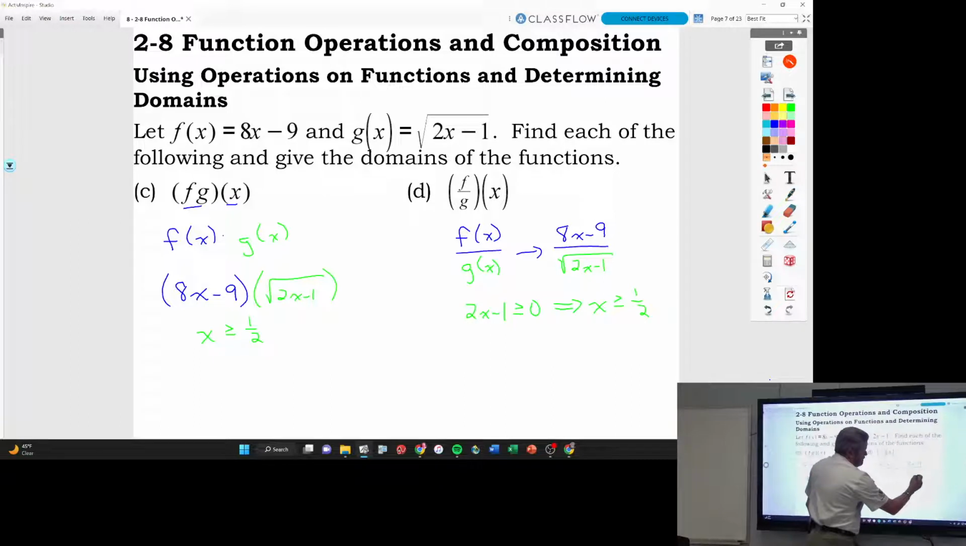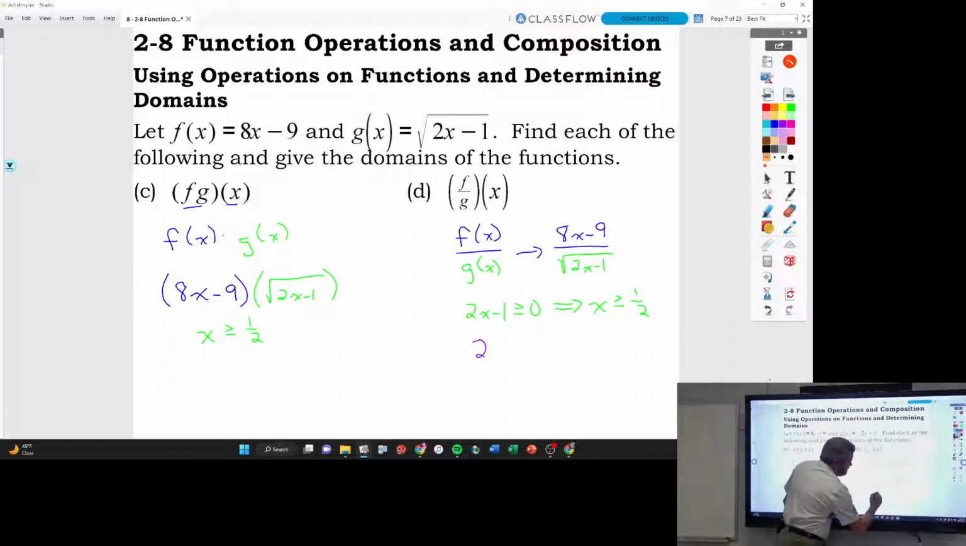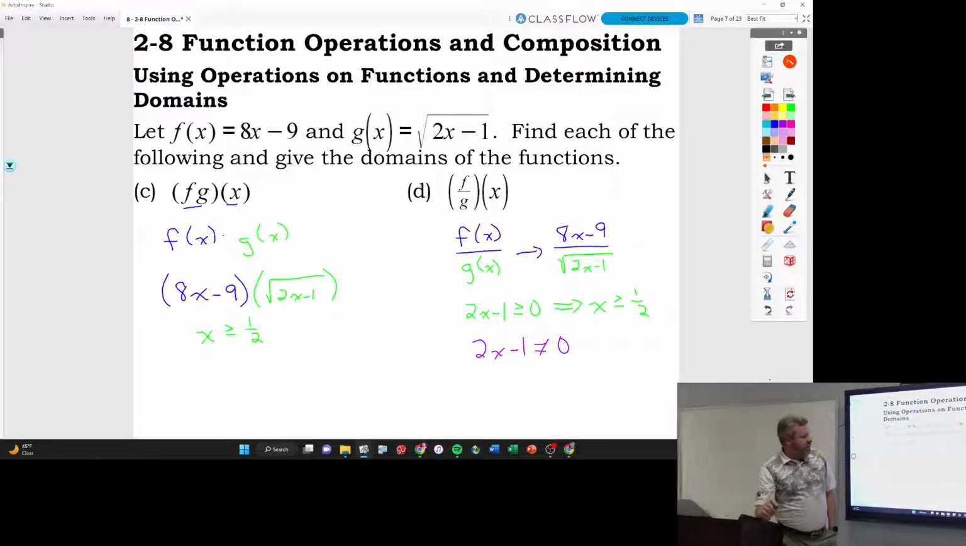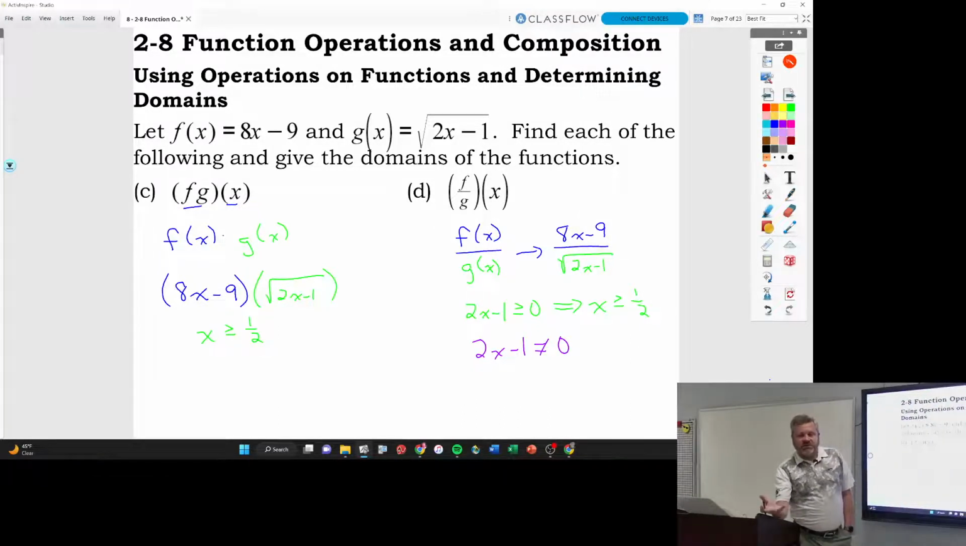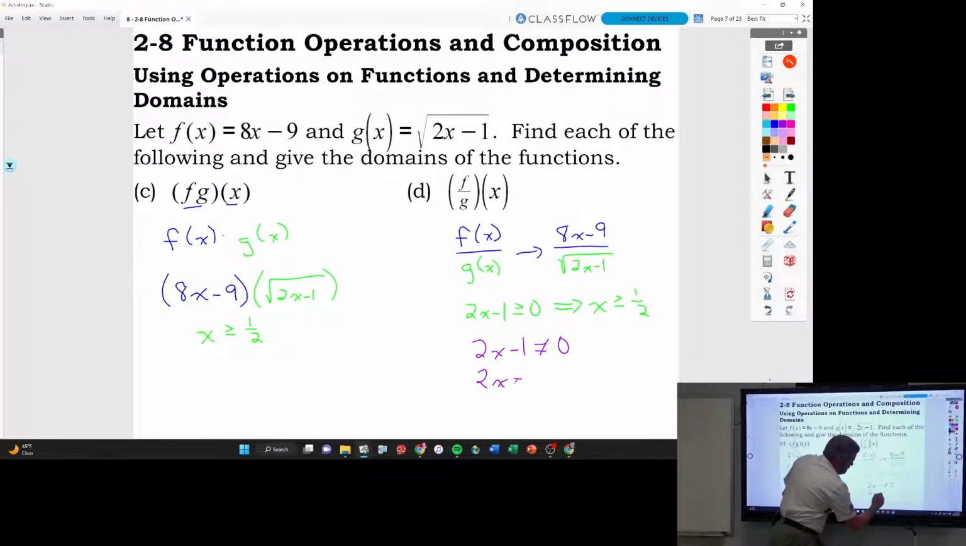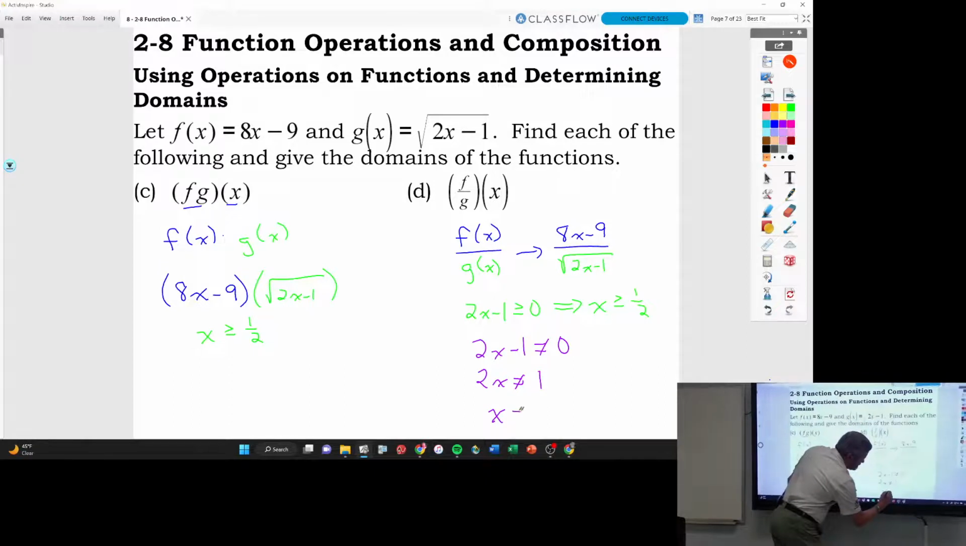So whatever is inside here, since we're taking the square root, 2x minus 1 can't be 0, because if 2x minus 1 was 0, the square root of 0 is 0, and we can't divide by 0. And so to solve this problem, we would say, well, 2x can't be 1 by adding 1 to both sides. And then dividing both sides by 2, we say, well, x can't be 1/2.